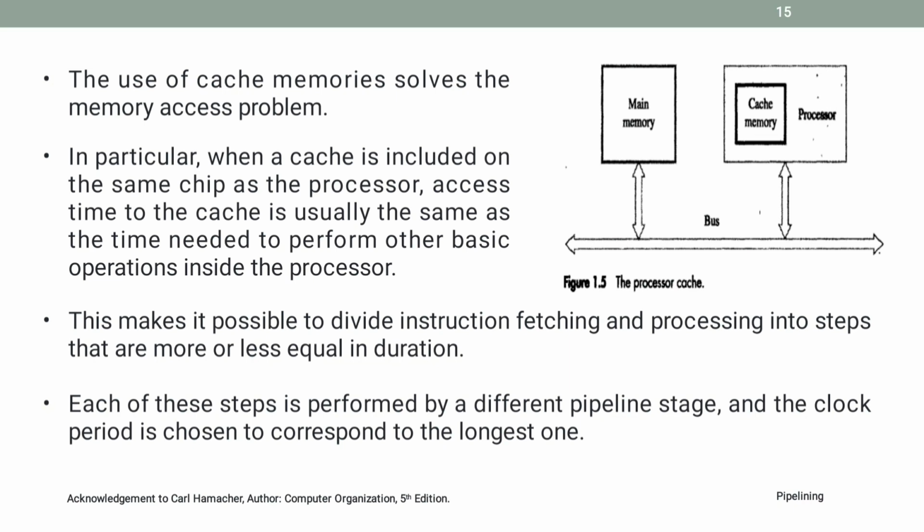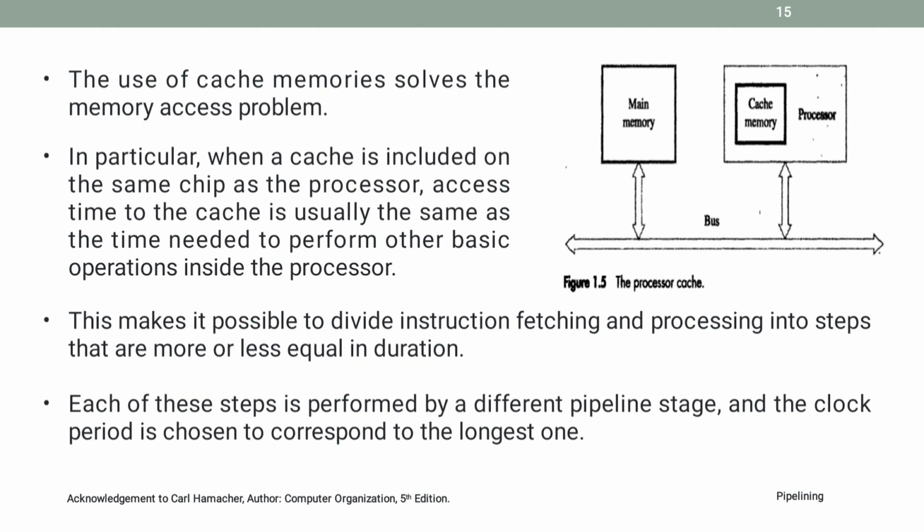In such a case, cache helps. In particular, when a cache is included on chip with the processor, access time to the cache is usually the same as the time needed to perform other basic operations inside the processor. This makes it possible to divide instruction fetching and processing into steps that are more or less equal in duration. Each of these steps is performed by a different pipeline stage and the clock period is chosen to correspond to the longest one.